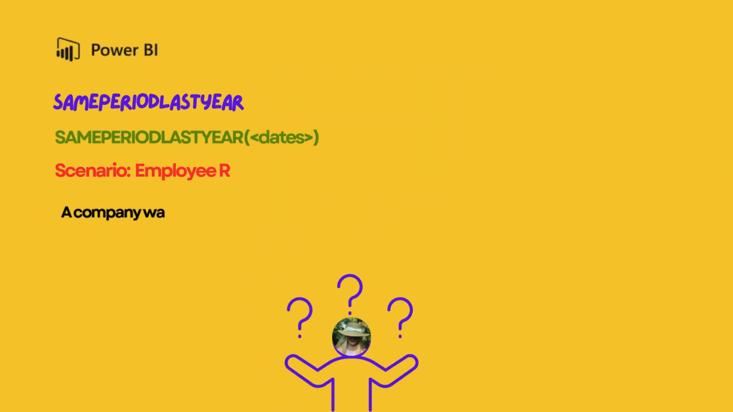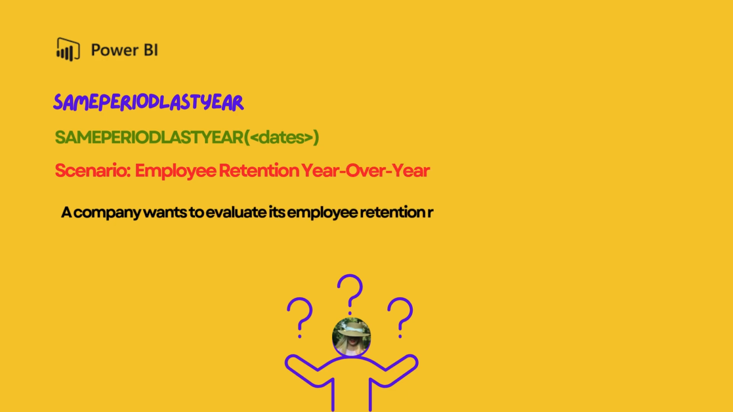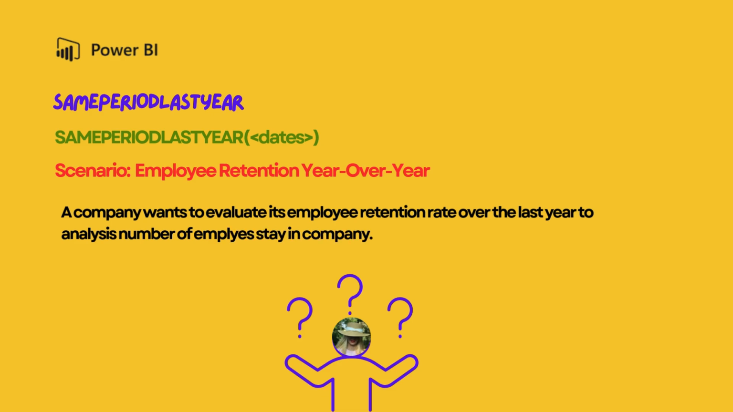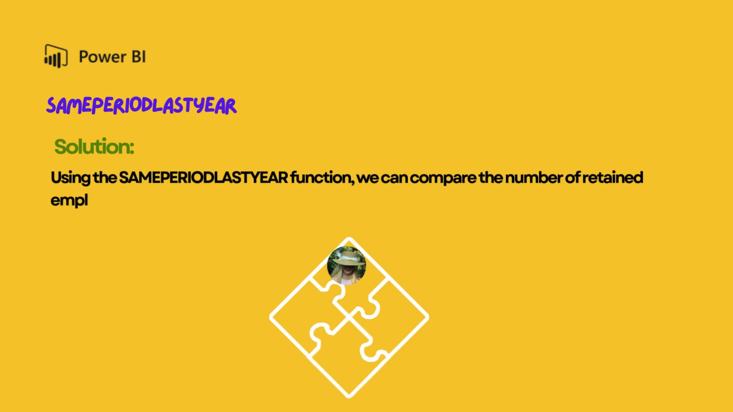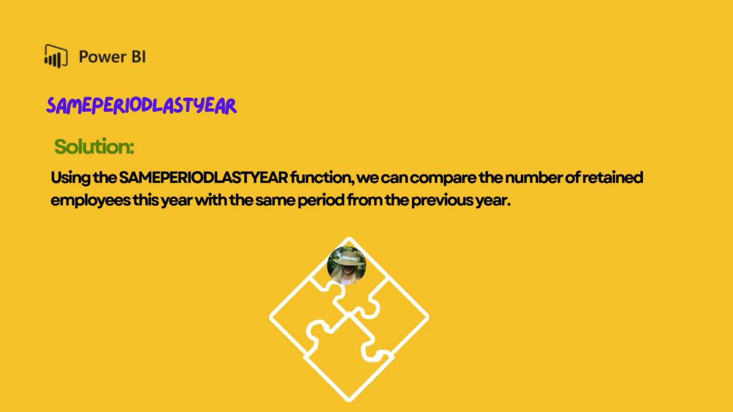How many employees stay with the company in the current year versus the same period last year? The company would like to assess if their new retention initiatives are working. We need a DAX measure to calculate employee retention year over year. Easily, the SAMEPERIODLASTYEAR function can help us to compare the number of retained employees this year with the same period from the previous year.